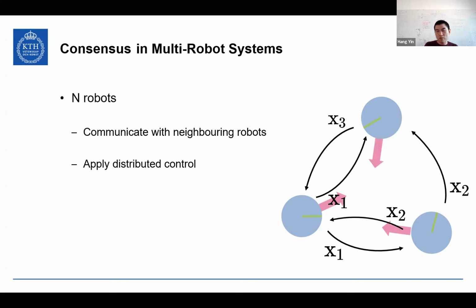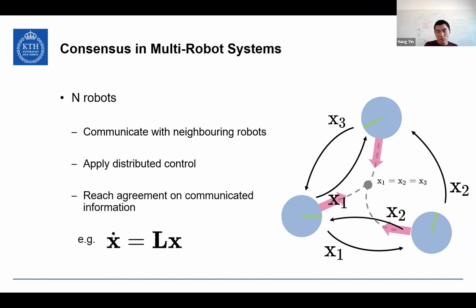And this is crucial because the controller for one robot is not relying on the other ones. That means if one of the robots is broken, it will not impact the entire system much. Then it moves following this control, updates its information, and communicates again. Eventually, you expect to reach some agreement about the information you are exchanging. And here, if it's the position, that means we are moving towards the same point.